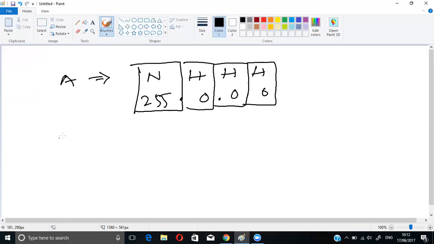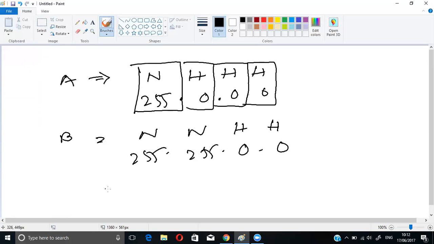Now if you think about class B, this is 2 network and 2 hosts. It will be 255.255.0.0. If it is class C, it will be 255.255.255.0. Getting my point? Any problem in this?